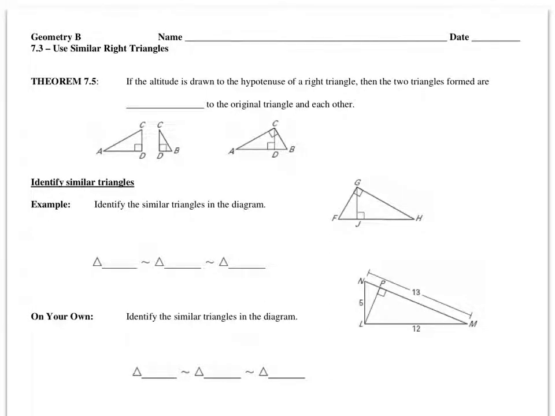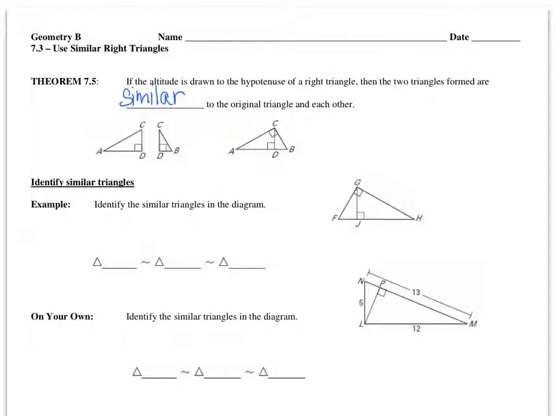Hi class, this is 7.3, use similar right triangles. So our first theorem here says if the altitude is drawn to the hypotenuse of a right triangle, then the two triangles formed are similar to the original triangle and to each other. So we've got two similar triangles.